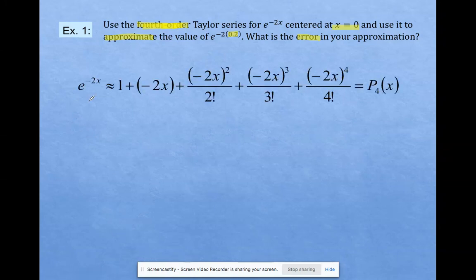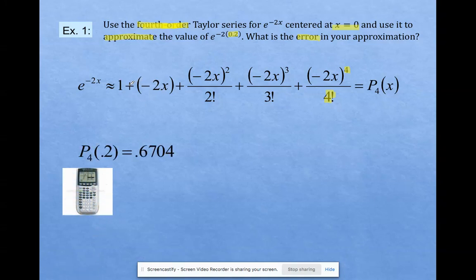e to the negative 2x is approximately, fourth order means go to the fourth derivative, and I built my series knowing that e to the x was 1 plus x plus x squared over 2 plus x cubed over 3 factorial plus x to the fourth over 4 factorial, and I composed negative 2x in there. I used my calculator. I put this into y1, and then I asked the calculator what my function was. I said y1 at 0.2, and I got this number.